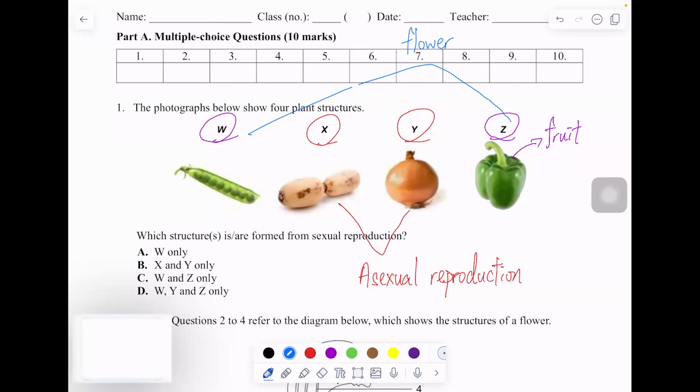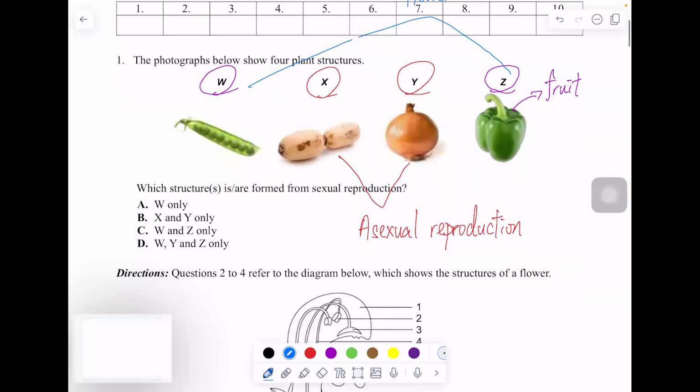So how can the fruit be developed? It is basically because of the fertilization of both the male gamete and the female gamete, and this forms the seed. Once the seed is formed, at the same time the fruit will also be developed. So therefore, the answer here would be C.